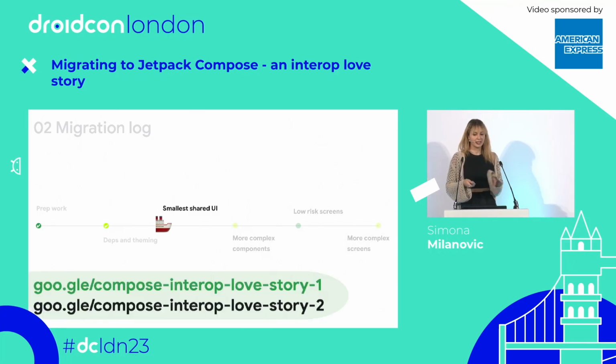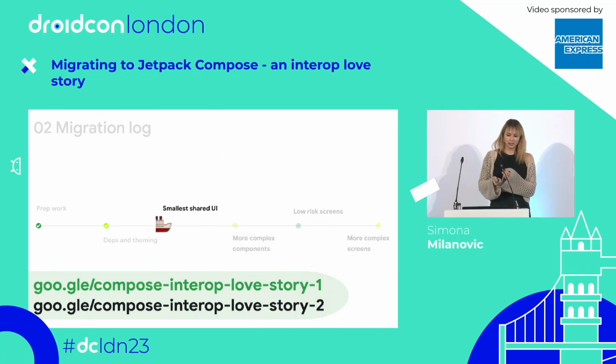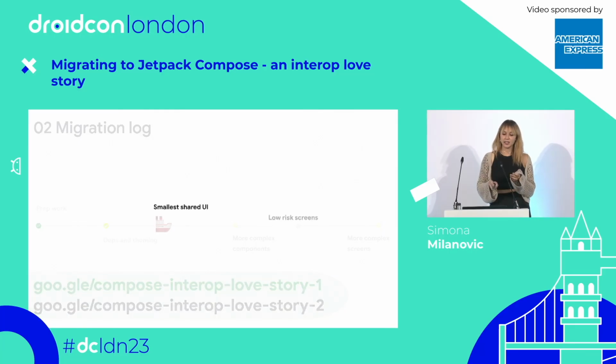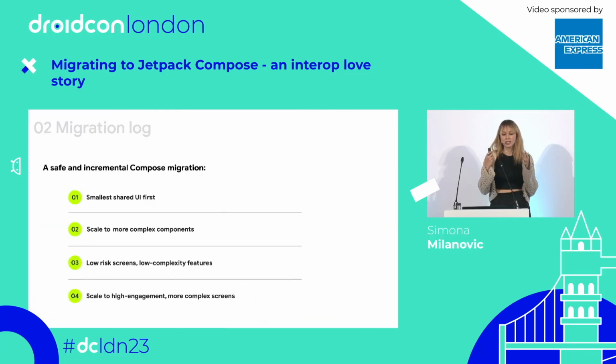If you're curious about this and any other steps that we're going to portal our way out of, you can check out this talk in the form of a blog series that has a lot more details that you can follow. So why do we start with the smallest shared components? Well, the following 4 steps that you can actually see follow our recommendation for something that we call a safe and incremental Compose migration. And this starts with the smallest shared UI first, and then we gradually scale to the more complex components. Thirdly, we start migrating or writing low-risk screens or low-complexity features, and then again scale to more complex ones, the ones that are high engagement.